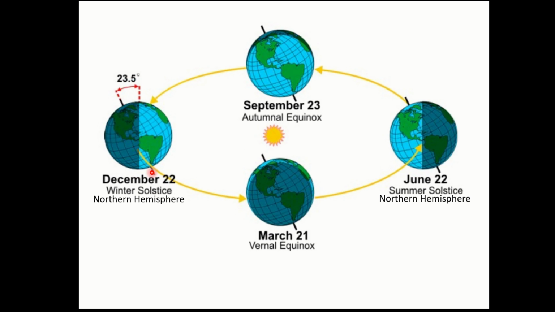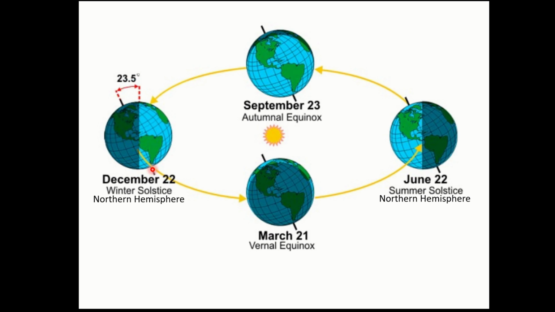We know that the Earth is revolving around the sun, which is at the center, and the Earth is actually tilted on its axis at an angle of 23.5 degrees. So it's because of this tilt that you have the winter solstice at the northern hemisphere and the summer solstice at the southern hemisphere in the December part of the year, because the sun's rays are closer to the southern hemisphere than to the northern hemisphere.